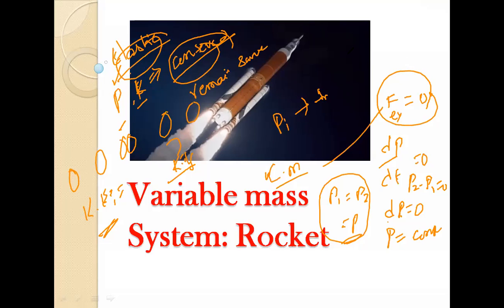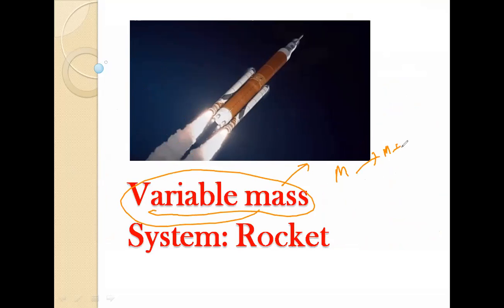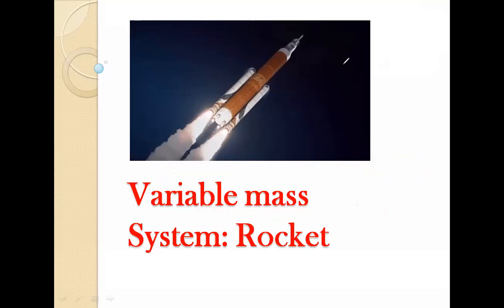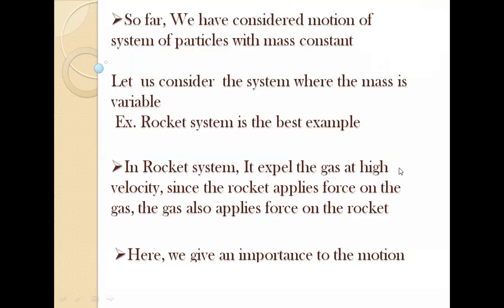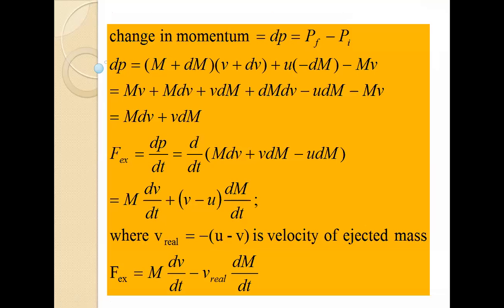I just want to summarize the things. Then we also did rocket motion. In this case, remember the important concept: variable mass. Here the mass is changing, m plus dm, and the velocity is also changing, it's not constant, v plus dv. This is what we considered here, and with this we completed the rocket motion equation.